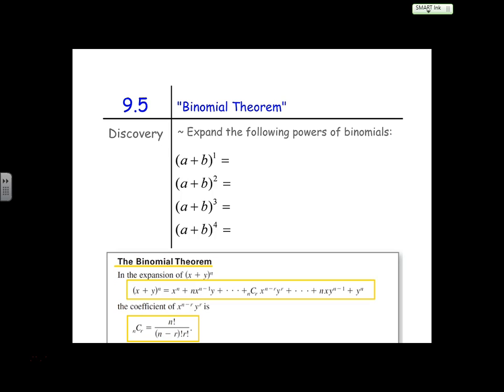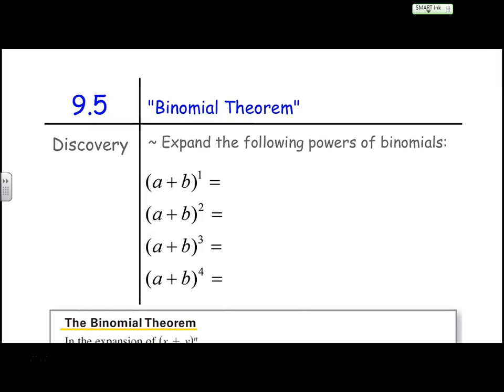How would you have done this in Algebra 1? How do you do a plus b to the 1? A plus b. Can I add one? We need to add one. Let's do a plus b to the 0. What's a plus b to the 0? 1. Yep, good job. Just 1. What's a plus b to the 1?